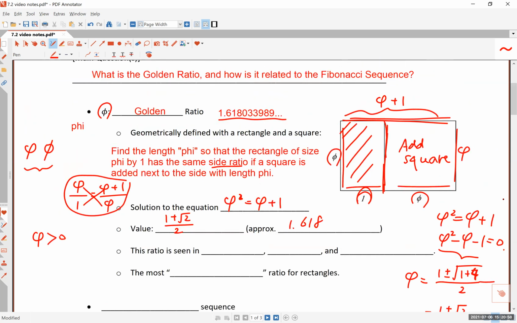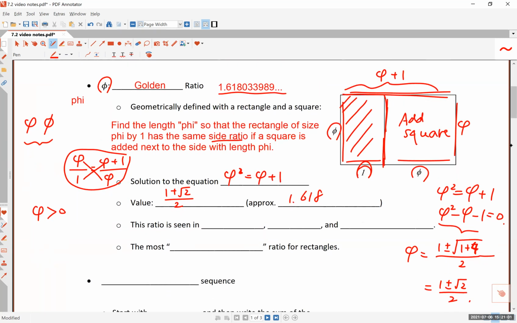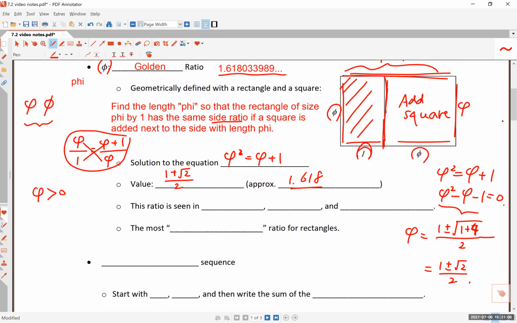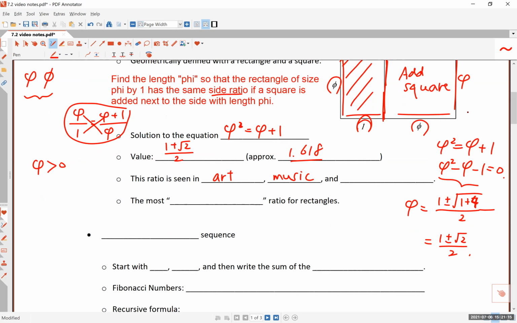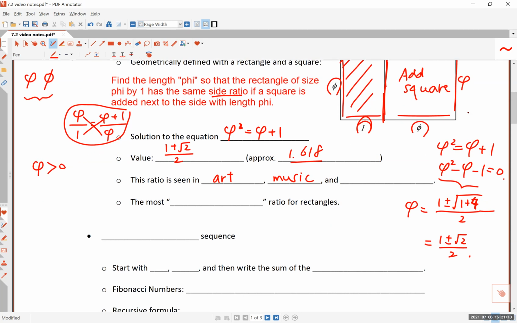Now, so far, I have just given you a geometric definition. Okay, but it turns out this ratio, close to 1.62, appears in many different pieces of art, different pieces of music, such as Mozart's piano sonata number 1. The lengths of the movements seem to reflect this number, and architecture definitely. And this goes all the way back to the Greek architecture from 2,000 plus years ago.